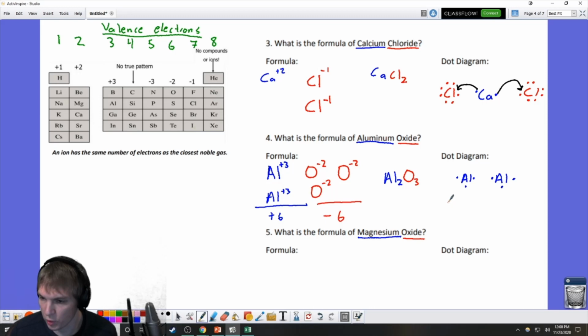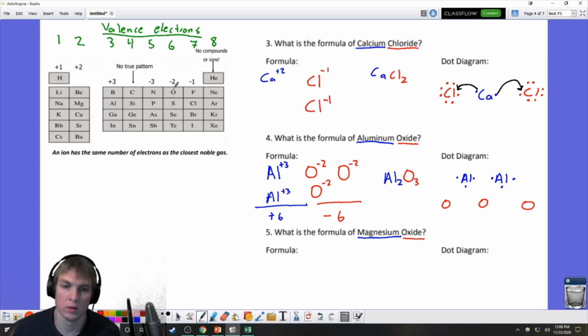Oxygen, there's 3 of those, so we're going to put 3 oxygens just like this. And each one has 6 valence electrons. 1, 2, 3, 4, 5, 6. 1, 2, 3, 4, 5, 6. 1, 2, 3, 4, 5, 6.